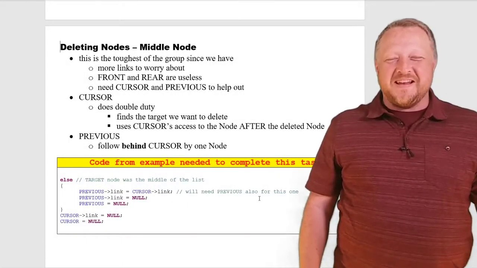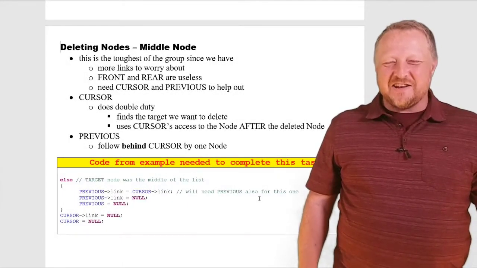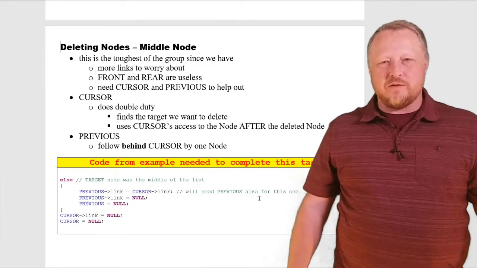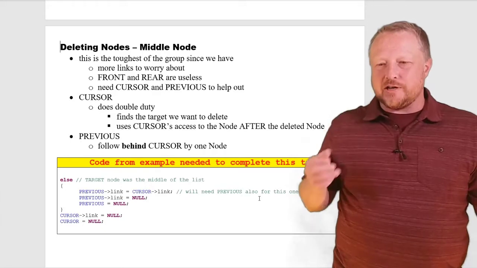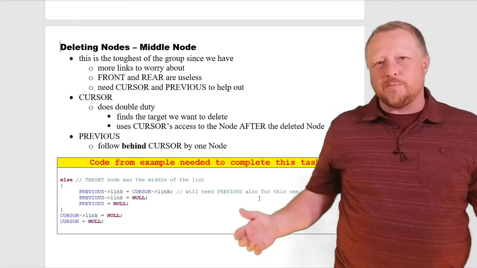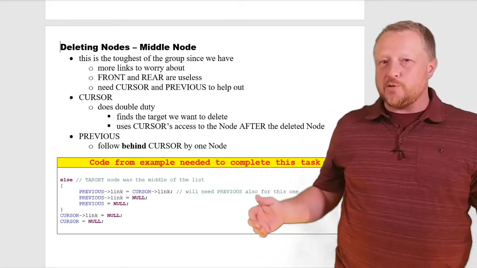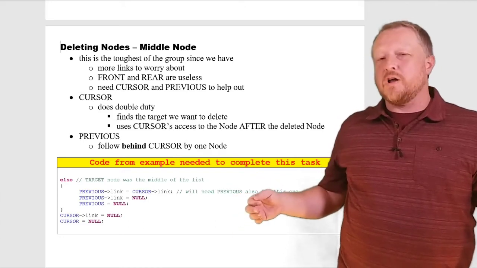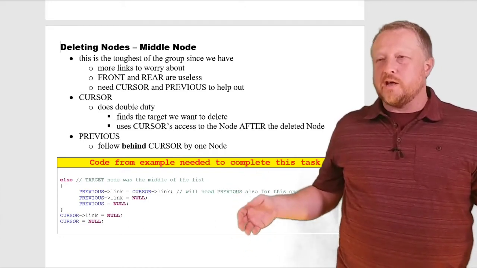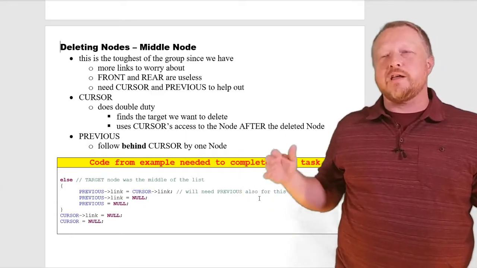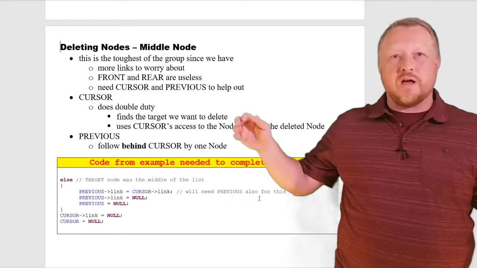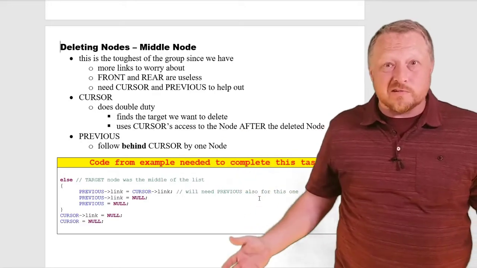You knew it was coming. But that's deleting a node in the middle of the list. Now here's the funny part, is that we actually have covered everything we needed up to this. And that's actually using cursor, but also previous. Because we don't know the exact size, we're not guaranteed that if it's in the middle, we have access to front or rear because it's in the middle.